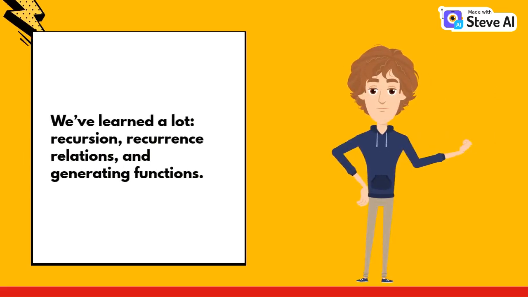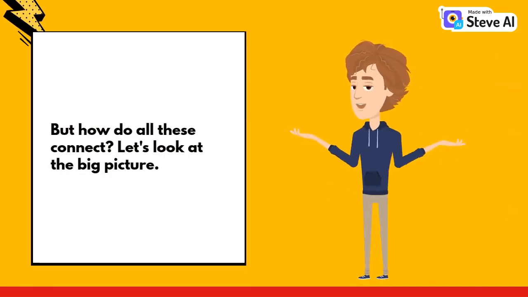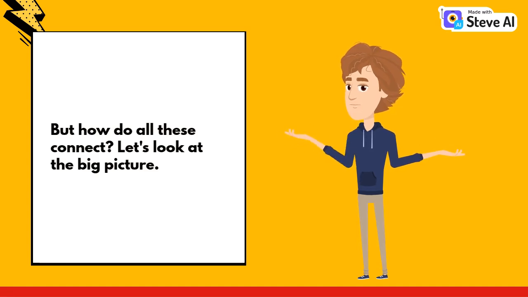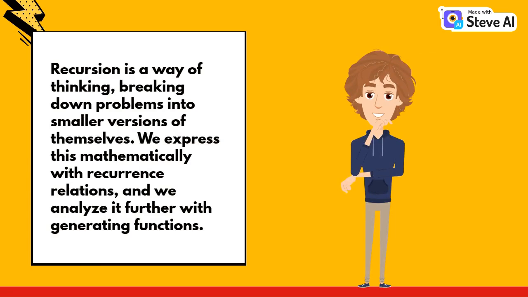We've learned a lot: recursion, recurrence relations, and generating functions. But how do all these connect? Let's look at the big picture. Recursion is a way of thinking, breaking down problems into smaller versions of themselves. We express this mathematically with recurrence relations, and we analyze it further with generating functions.